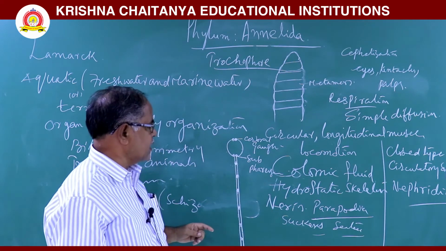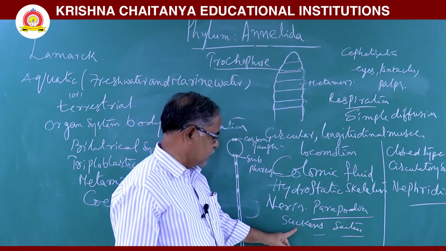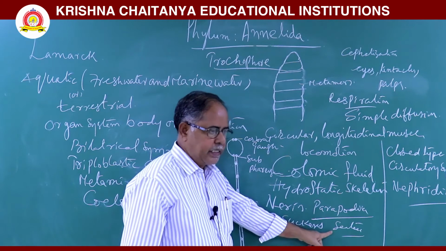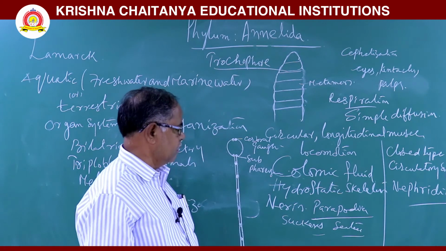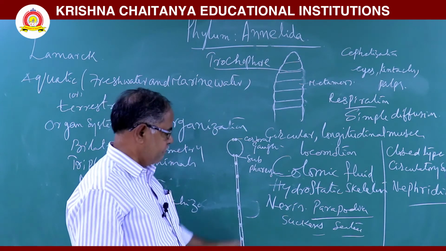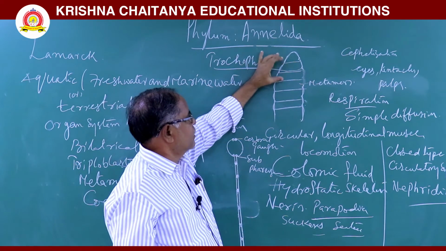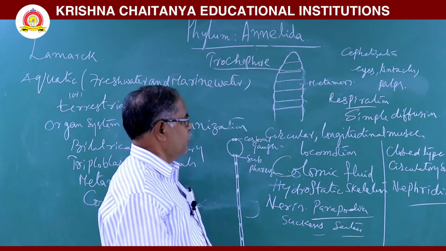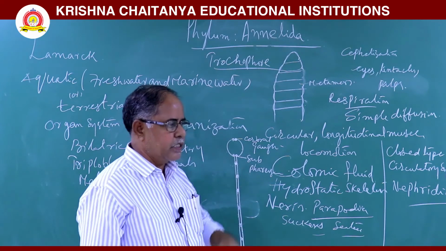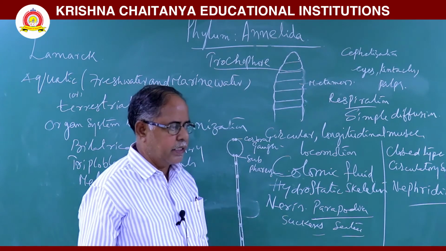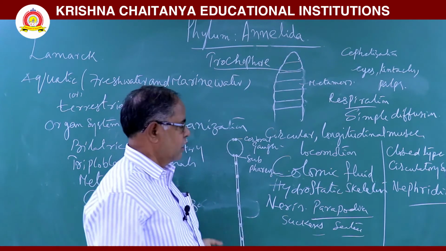In some, suckers are used in locomotion, for example, leech. In some, chitinous setae are used in locomotion, for example, in earthworm-like animals. Next, in this animal, the body cavity, the coelom, is filled with a fluid. That is called coelomic fluid. This coelomic fluid acts as a hydrostatic skeleton. It gives stiffness to the body and aids in locomotion.